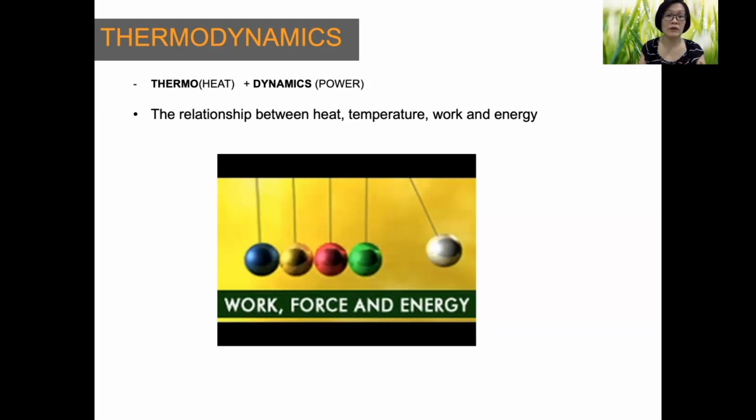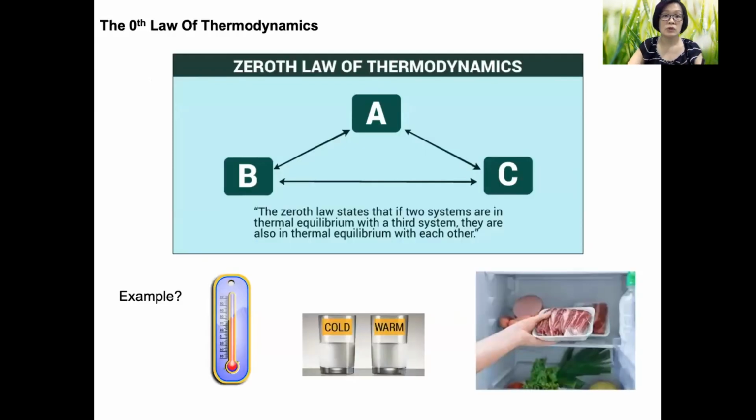So we can link it with heat. Heat can be affected by the temperature and the work and energy. So basically, there is a relationship between heat, temperature, and work and energy for this thermodynamics subject. So there are three laws of thermodynamics.